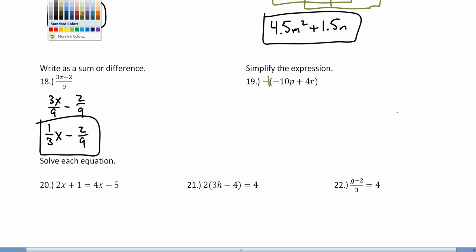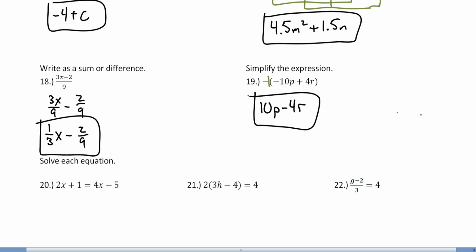So I'm going to distribute that negative 1 to each of these. That gives me a 10p and then minus 4r. So it's really just changing the sign of everything that's in there. Okay. The next couple just asked me to solve each equation.